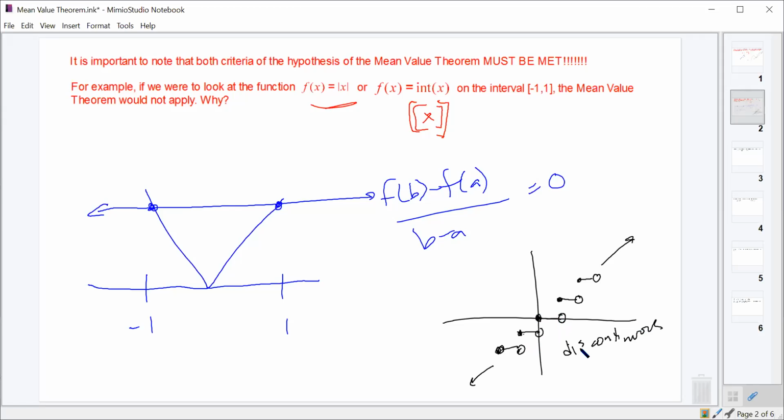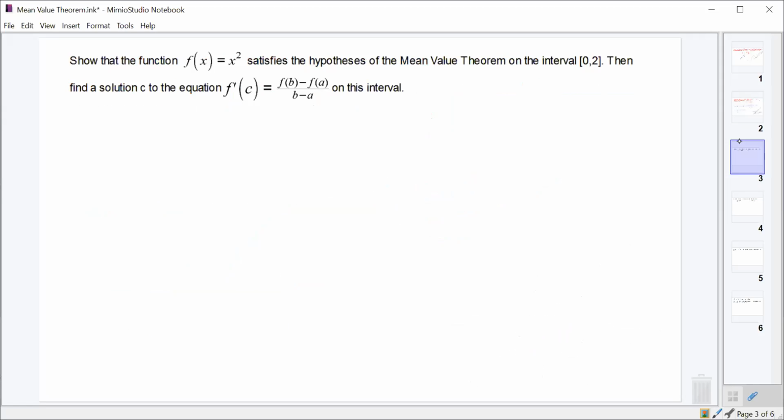So let's do an easy one here and look at f of x equals x squared and see if this satisfies the hypotheses of the mean value theorem on our interval, and then see if we can find a solution to this equation that represents the mean value theorem. So here's the part where I ask you, what's the first thing that we should do? And then you tell me.